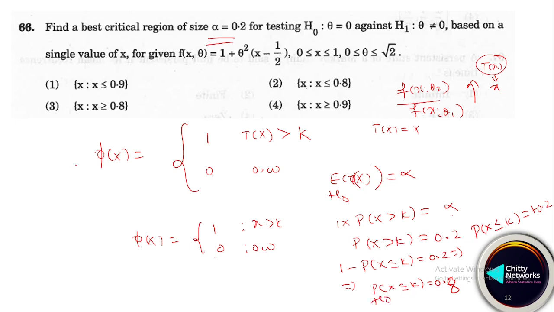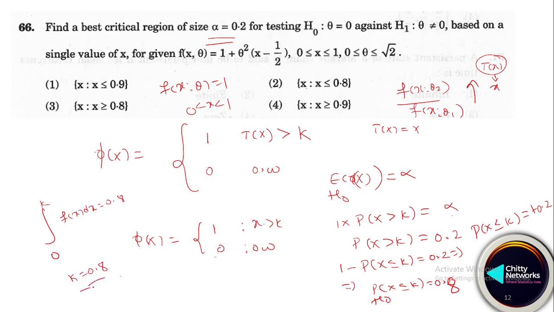So we know that under H naught, f of x comma theta is equal to 1. So this is a uniform distribution, where x takes values from 0 to 1. Here we want the probability of x less than k. So the integral from 0 to k of f of x dx is equal to 0.8. For this f of x is 1, so k is equal to 0.8. Directly you can get that.